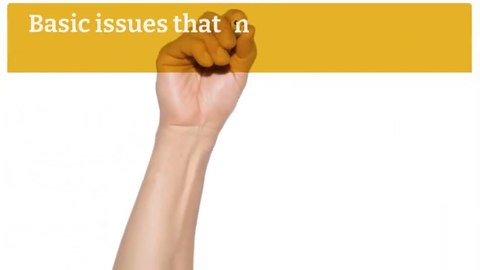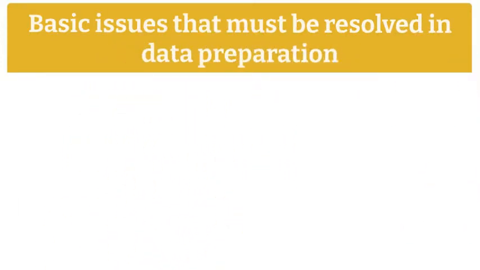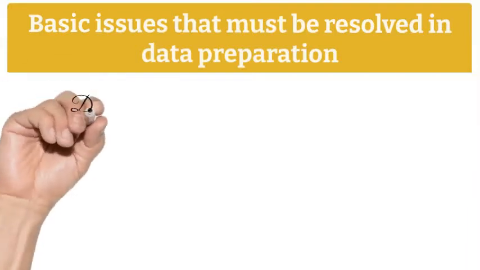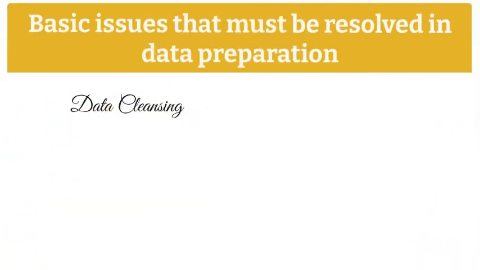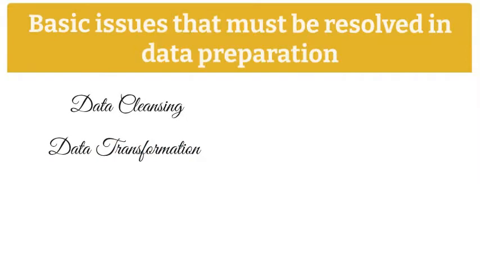There are some basic issues that must be solved in data preparation. You remember last week I showed you an example of an Excel file where there were so many issues. One of these issues, for example, included the dates, which were in incorrect formatting. So this is an example of what we call data cleansing, which is required. There are also cases where you need to apply data transformation. For example, if you want to apply a neural network, you cannot work with the data as it is, but you will have to apply, for example, what we call min-max normalization.